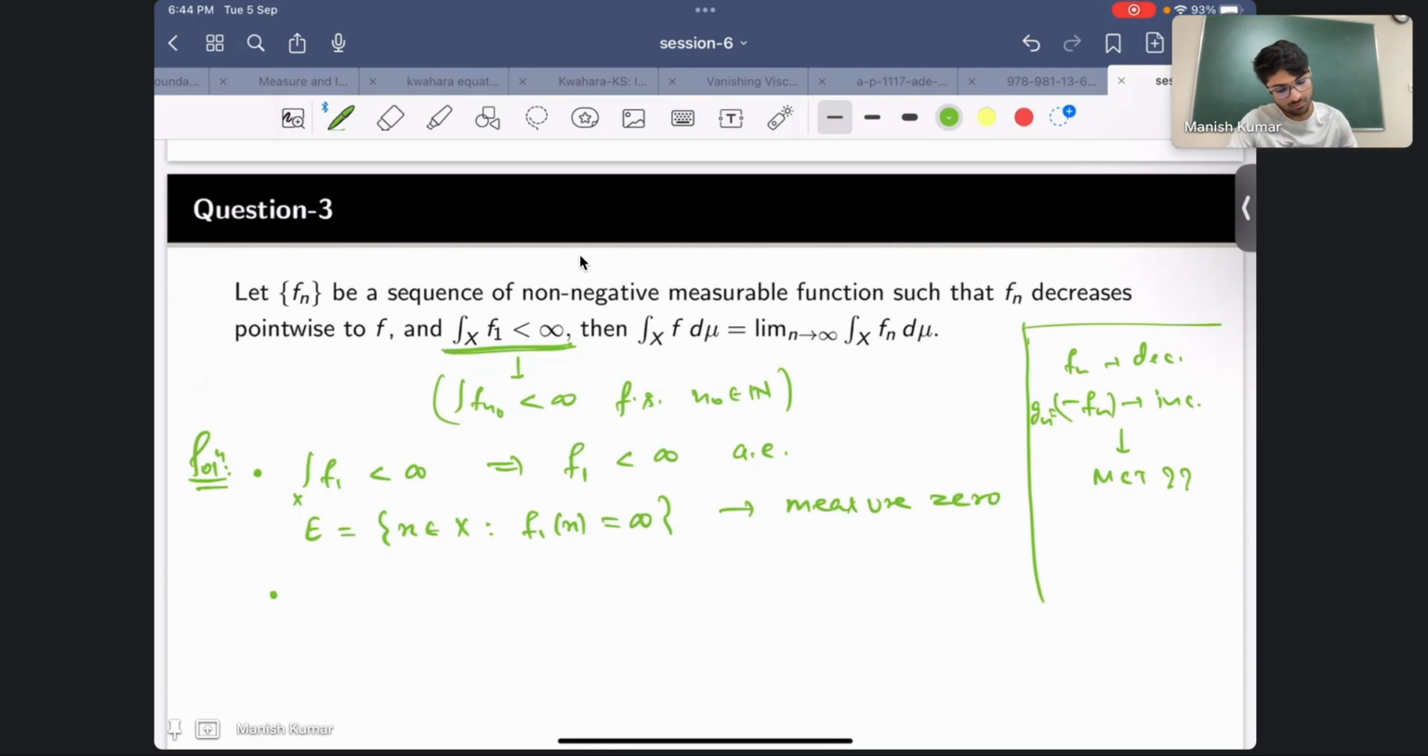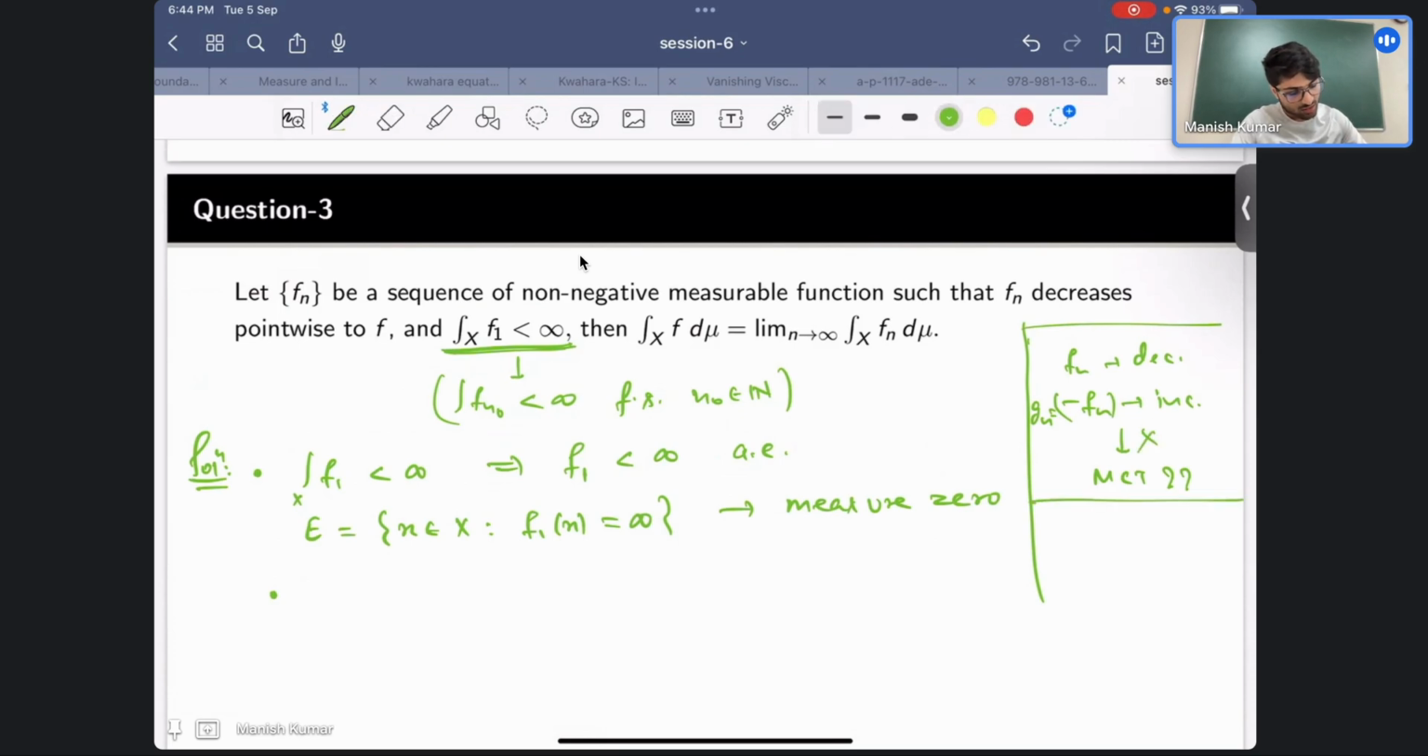Sir, minus fn then pointwise converges to minus f, right? Yes sir, then we can apply the... No, we cannot, right? Because in the assumptions of the monotone convergence theorem, you assume that all the functions are non-negative. So this is a problem. You cannot use it.